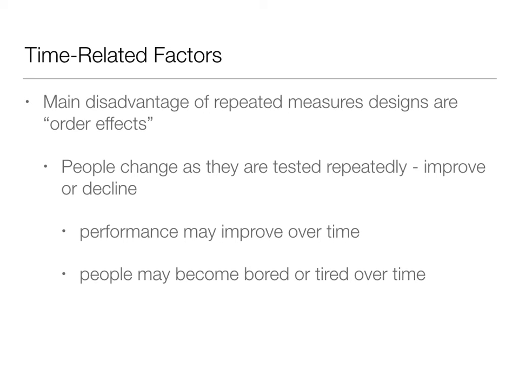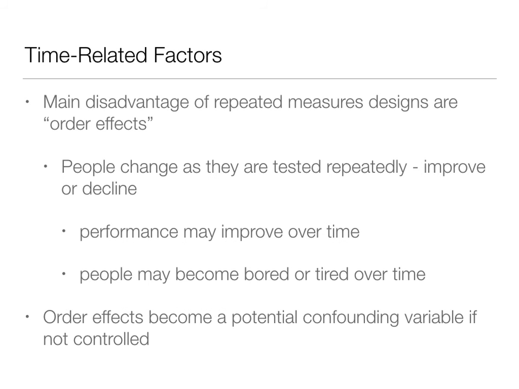I thought, because I had taken this quiz so many times, that I knew it. And so I thought that I didn't have to read these questions in the same level of detail. My performance declined over time, okay? I was repeatedly measured and my performance declined. Order effects become a potential confounding variable if not controlled.